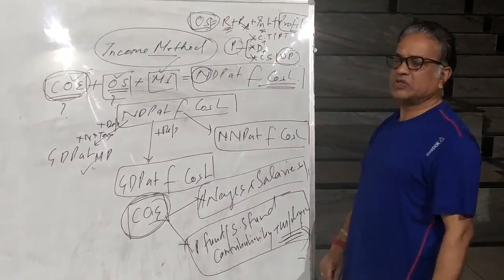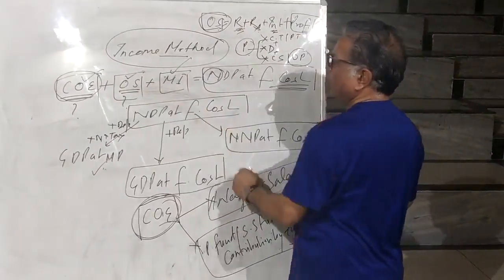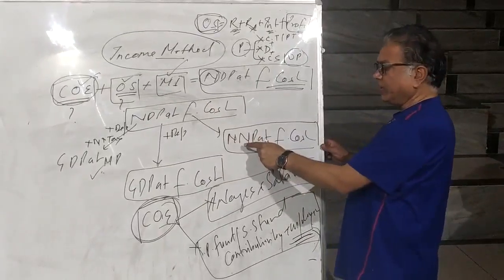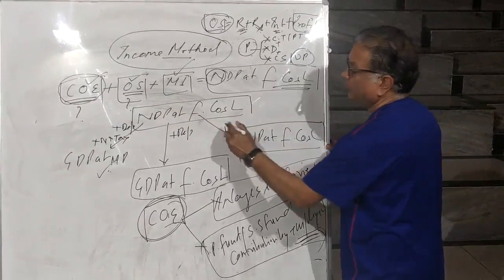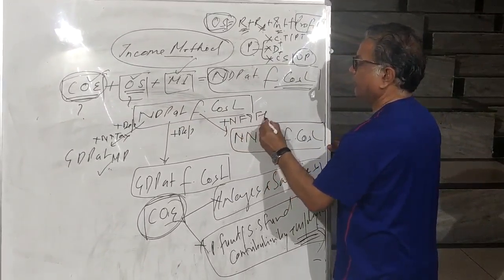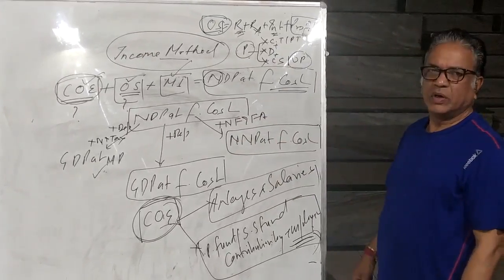If you have been asked to calculate national income using income method, first what will you do? COE, OS, MI. Add them, what will you get? NDP at FC. Now NDP at FC is converted into NNP at FC. How? Domestic has to be converted into national. How can domestic be converted into national? Plus net factor income from abroad, and you have calculated national income.